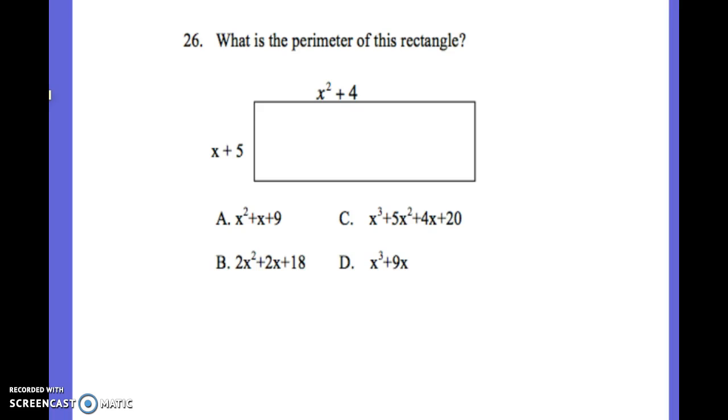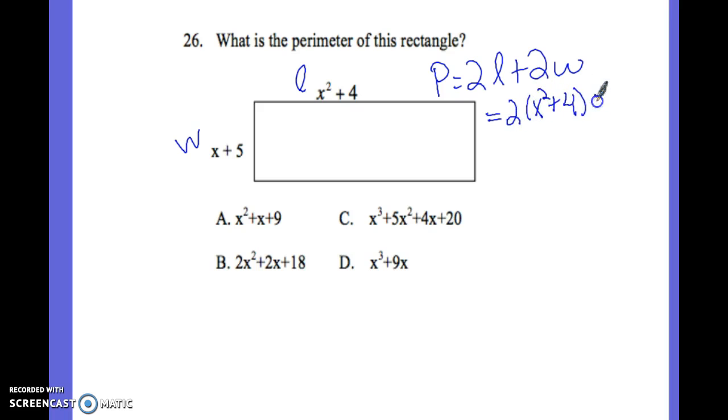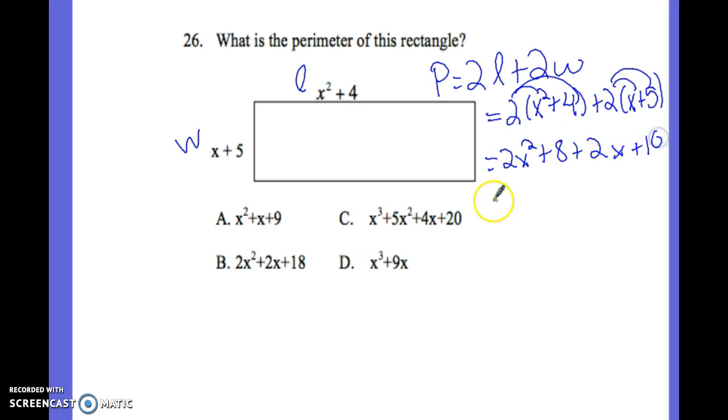26, what's the perimeter? Well, you know the perimeter equals 2L plus 2W. So if this is my length and this is my width, I have 2 times the quantity x squared plus 4 plus 2 times the quantity x plus 5. And I distributed. And I got 2x squared plus 8 plus 2x plus 10, which gives me 2x squared plus 2x plus 18 when I combine my like terms to get B.